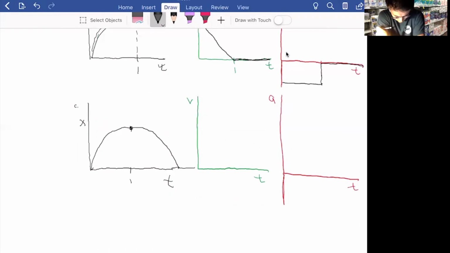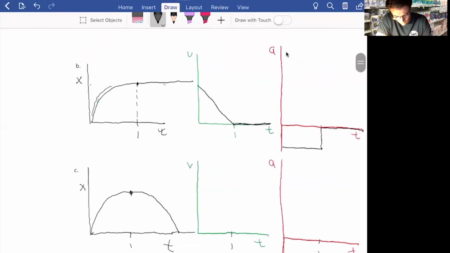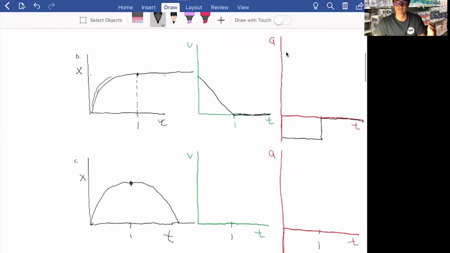Okay, so how do we draw our velocity graph? Let's look at it. So let's say 1 second, right here. So again, just like we did in part B, the car is going away from origin in the positive direction at a decreasing rate. So that means that our velocity is decreasing at a constant rate.